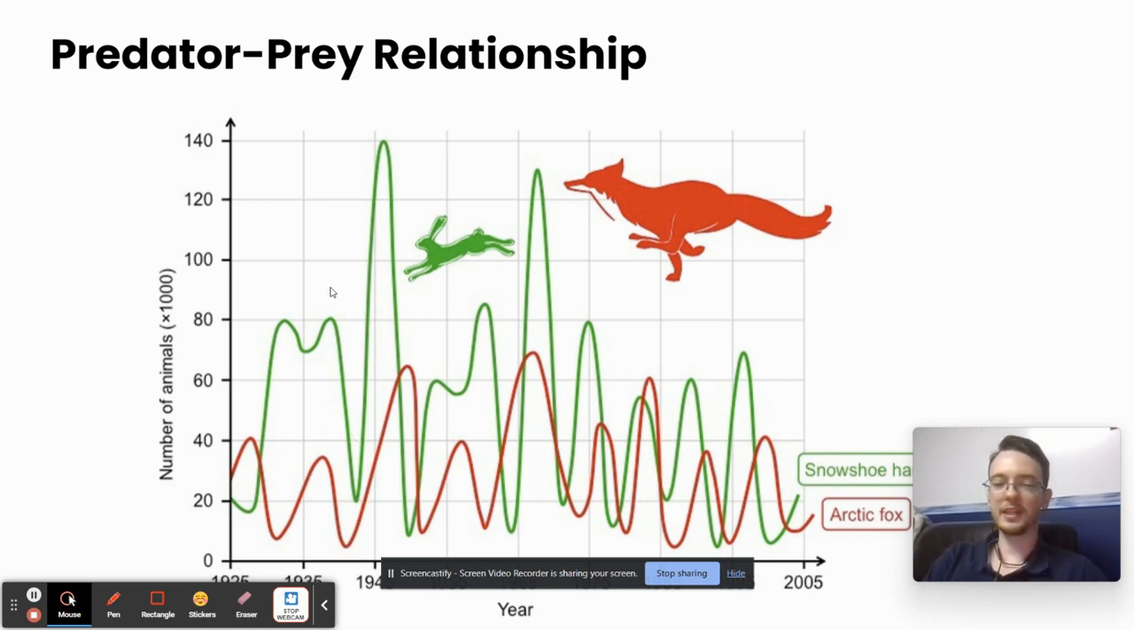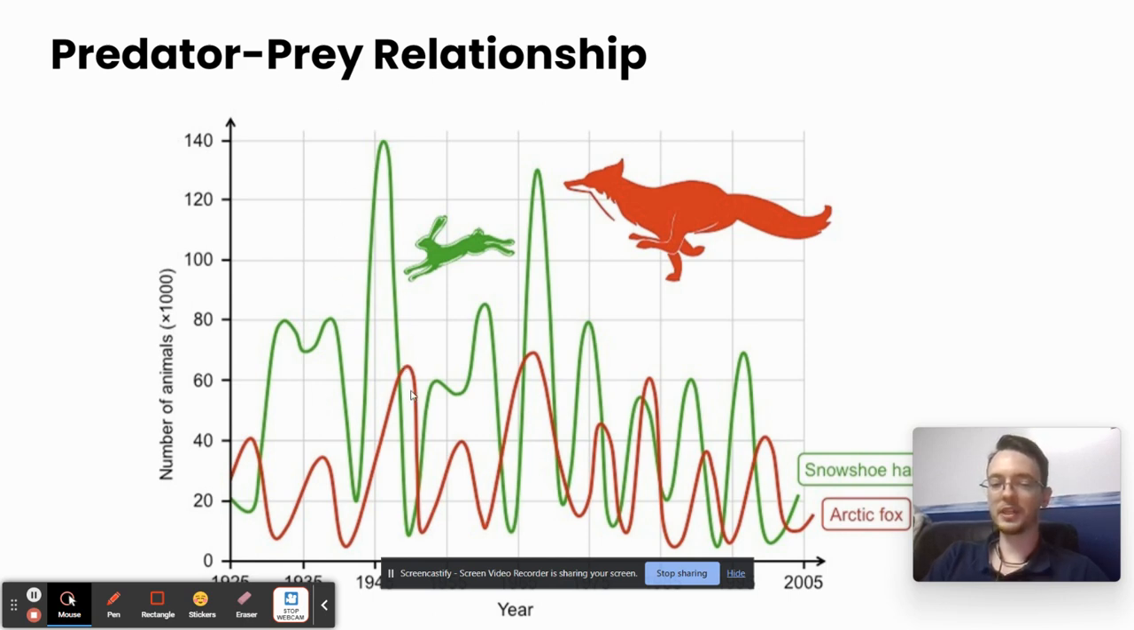So what's happening here is if there's more of the rabbit, there's more prey for the foxes, so the number of foxes will go up. But then if there's more foxes, that's going to cause the amount of hares to decrease because they're all getting eaten. If all the hares are getting eaten, then the population of foxes will decrease because now there's less hares. But as there's less foxes, the population of hares will increase again, and that means more food for the foxes, and the population of the foxes will increase.